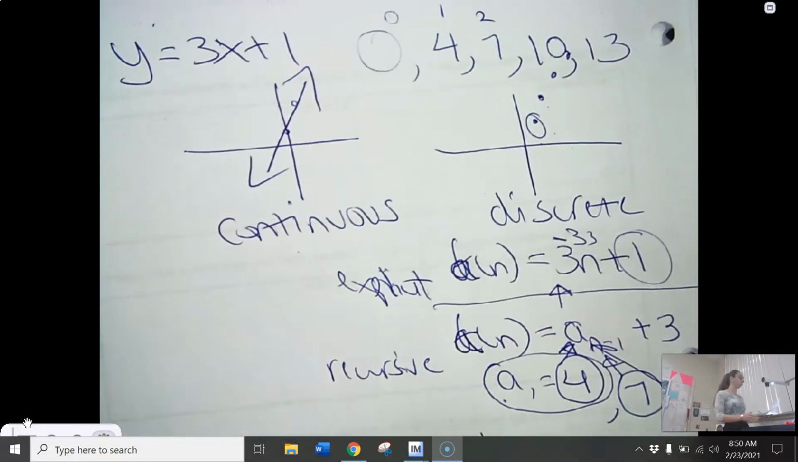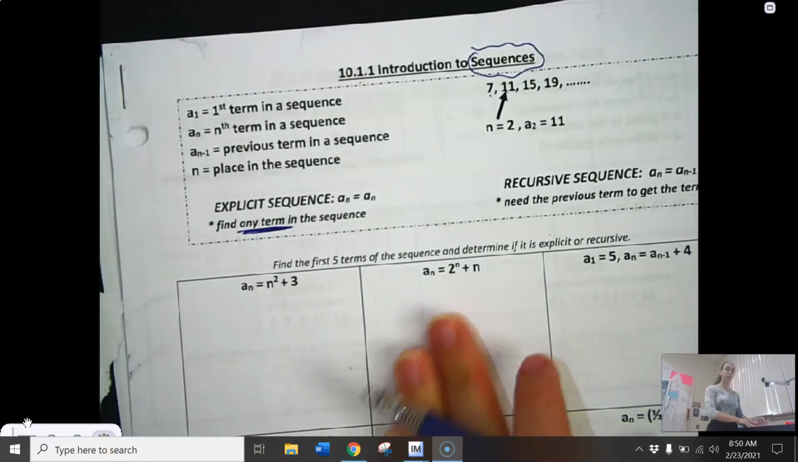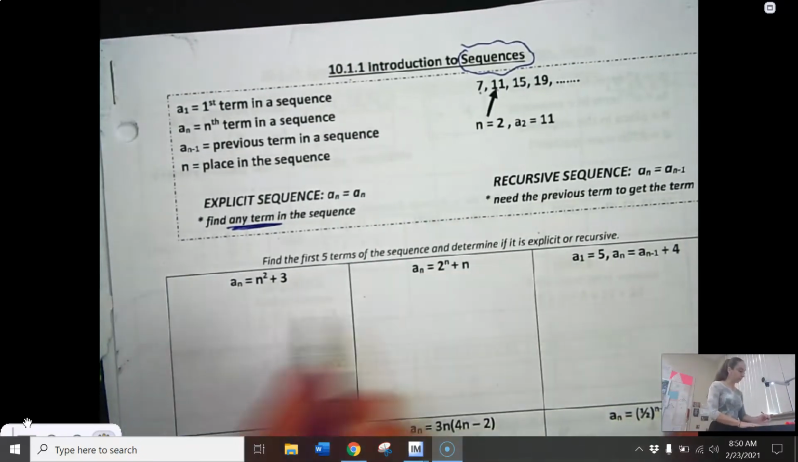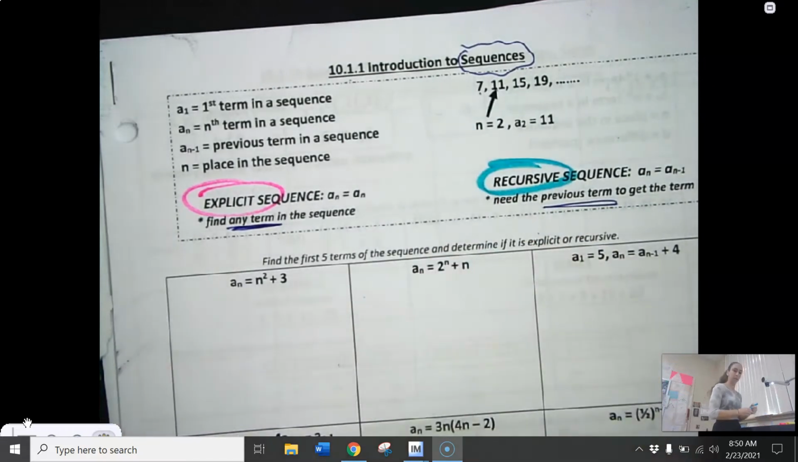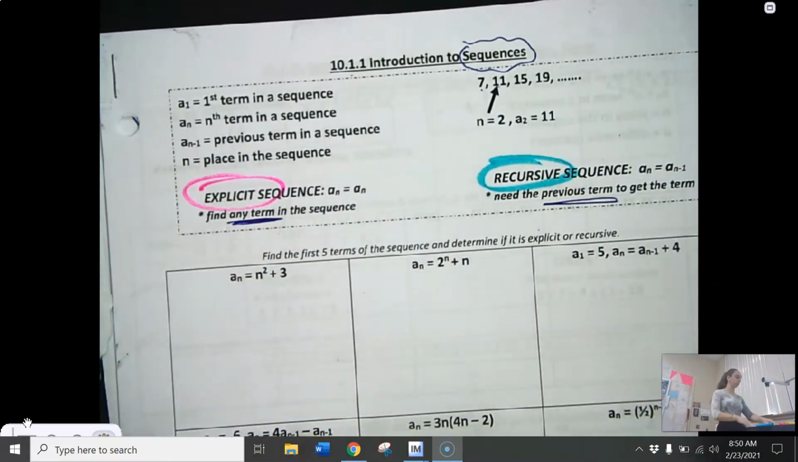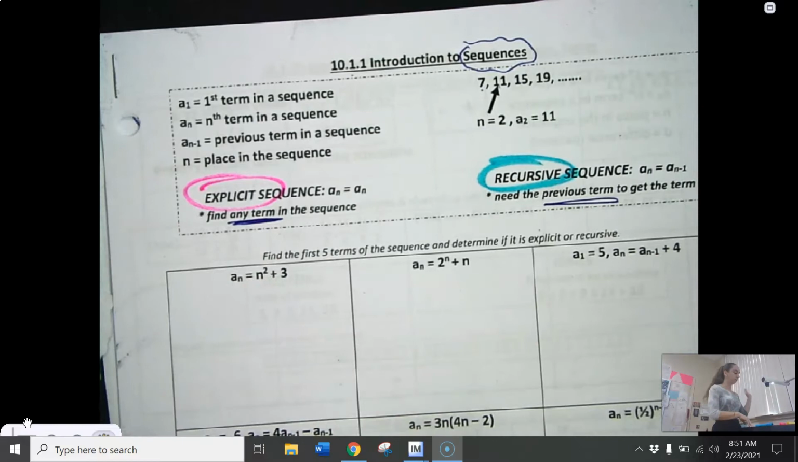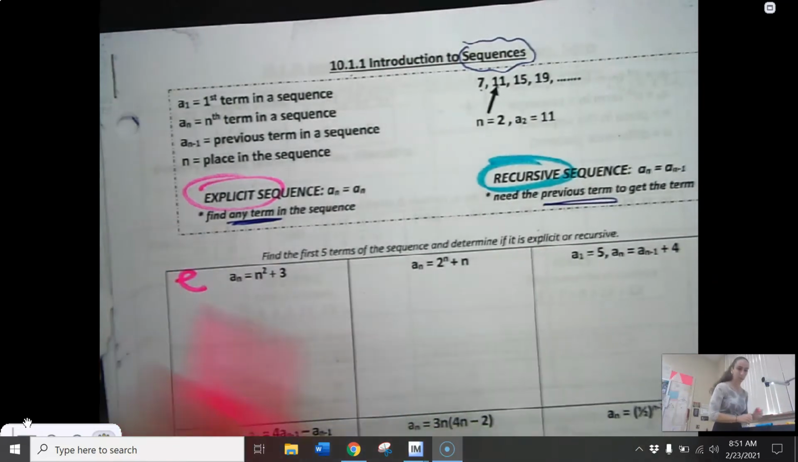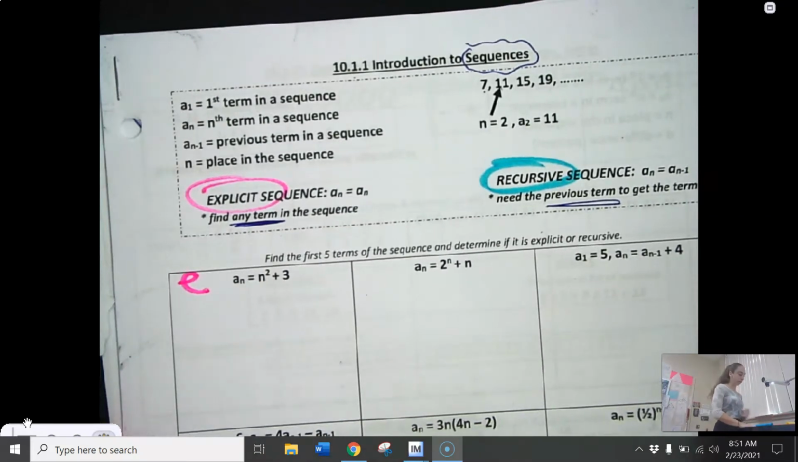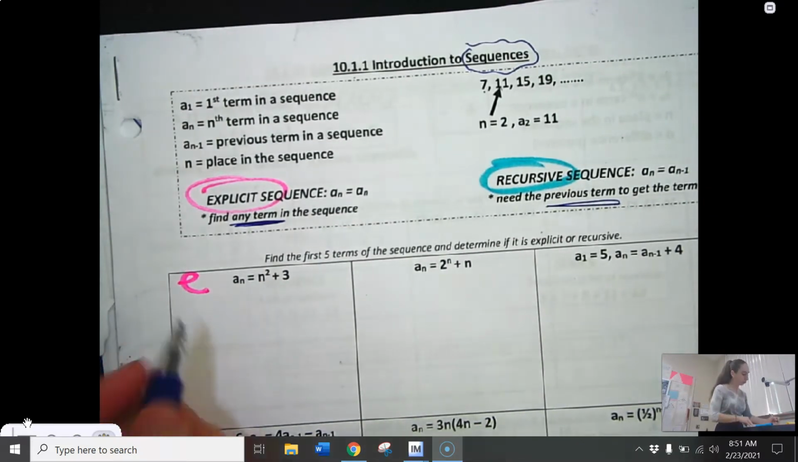So we're going to start off by just finding terms in sequences based on the formulas. The first thing we're going to have to decide is, is it explicit or is it recursive? Let me remind you again. Explicit means I can find any number in the sequence. I can plug in 1, 2, 10, 53, 96. So this is explicit. Let me put an E for explicit in pink. And I'm going to ask you to find the first 5 terms.